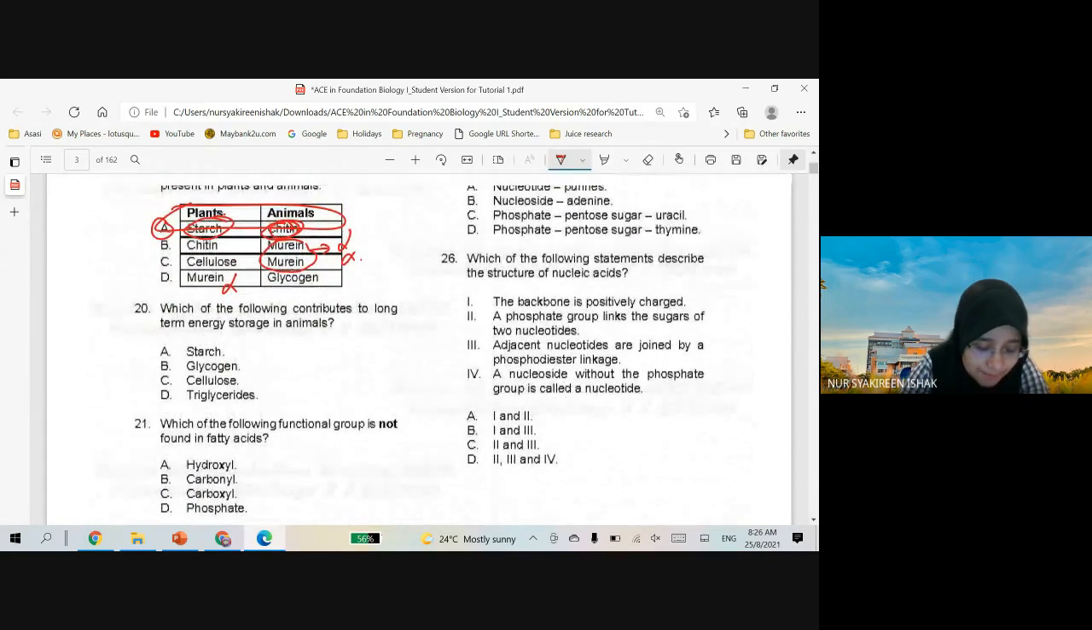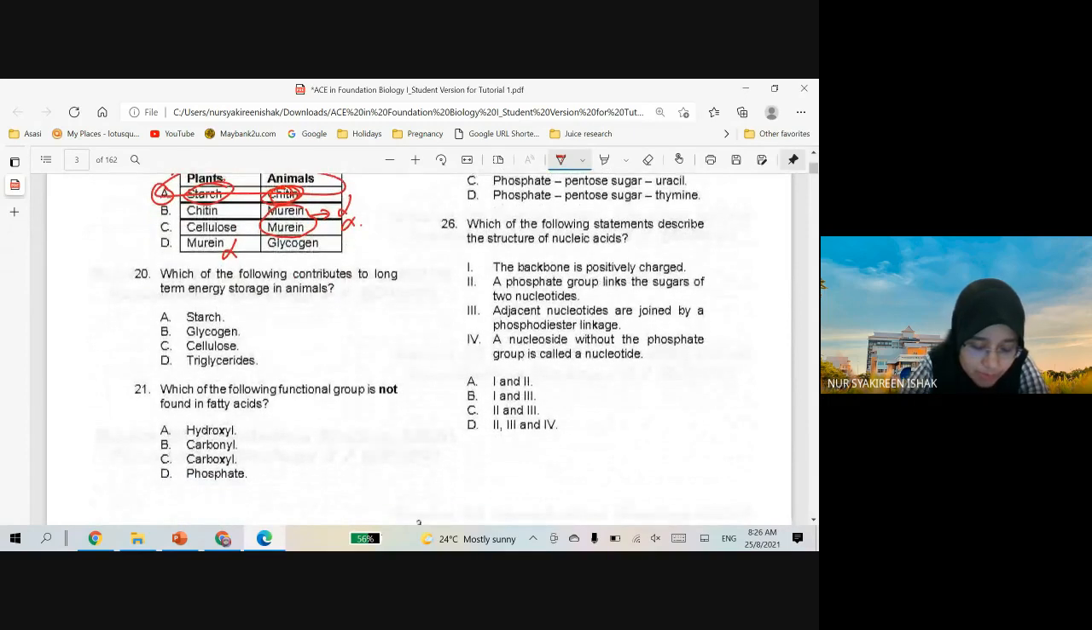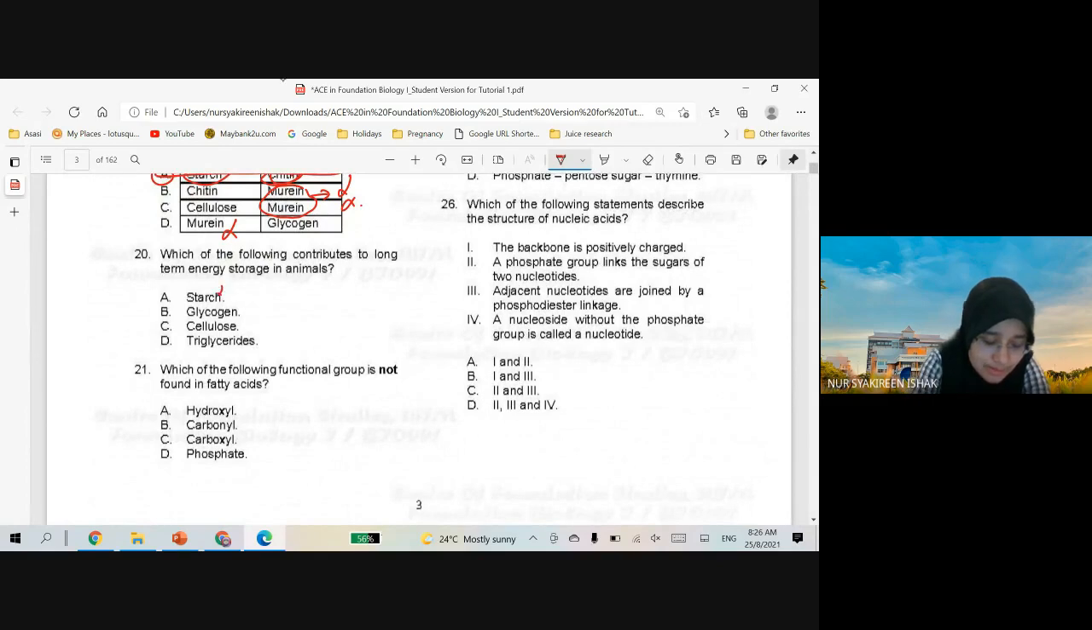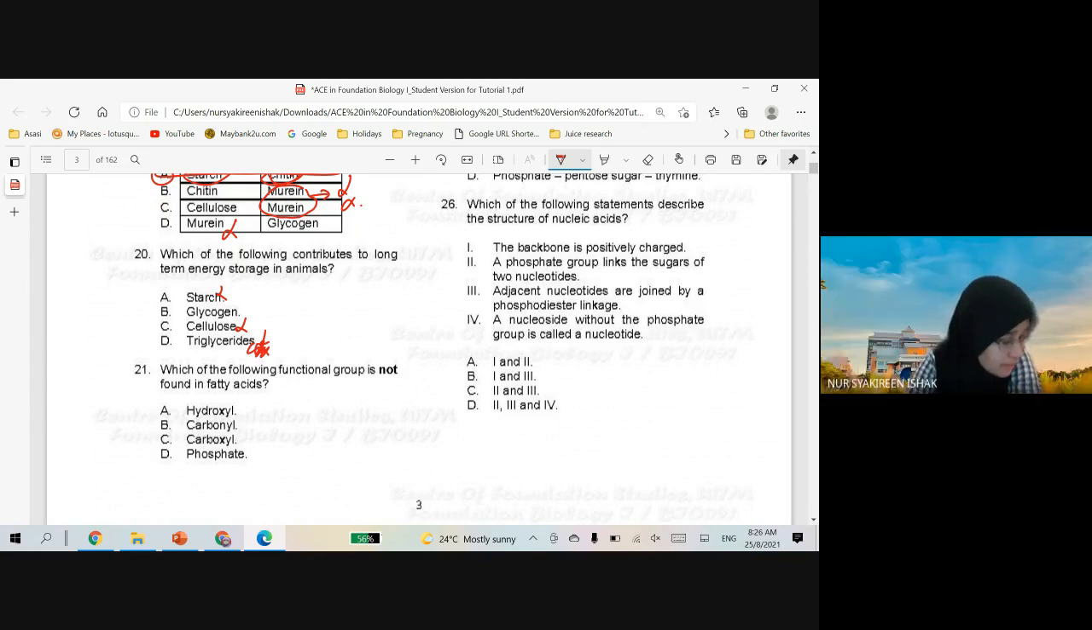So number 20, which of the following contributes to long-term energy storage in animals? Starch salah, cellulose salah, triglyceride salah. Okay, salah. Sekejap. Jawapannya adalah long-term storage in animal. Long-term energy storage. Lipid. Kenapa jawapan dia bukan lipid lah? Patutnya boleh jadi triglyceride kan?